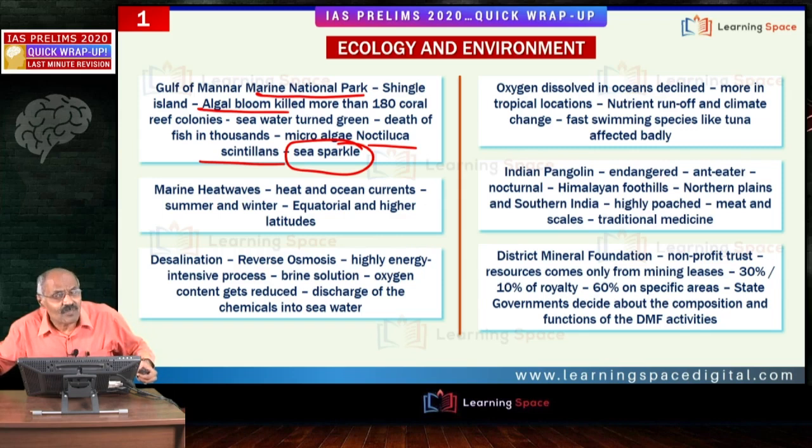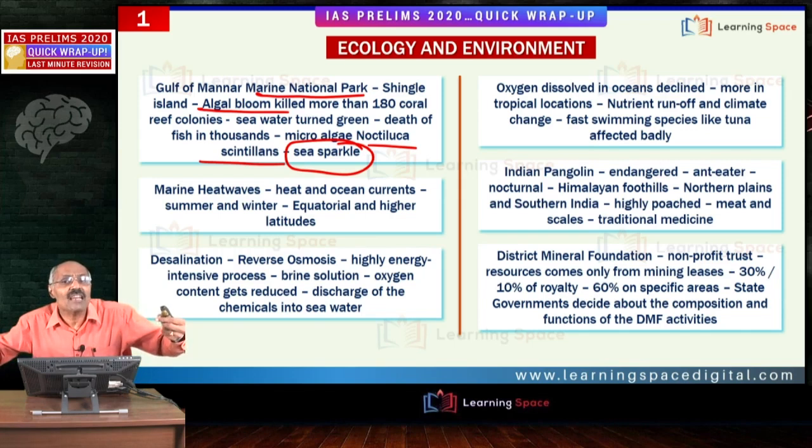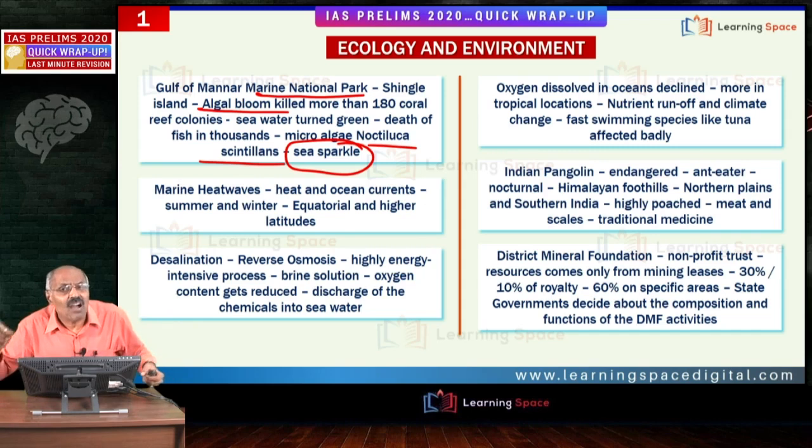Please listen carefully. Here what happens? Because of abundant growth of algae, microalgae, subsequently in the decomposition process, it takes away the oxygen available in the waters. Because of that, hypoxic regions are formed. Friends, algal blooms can happen naturally or anthropogenically. When I talk about anthropogenically, most important is nitrogen and phosphorus.